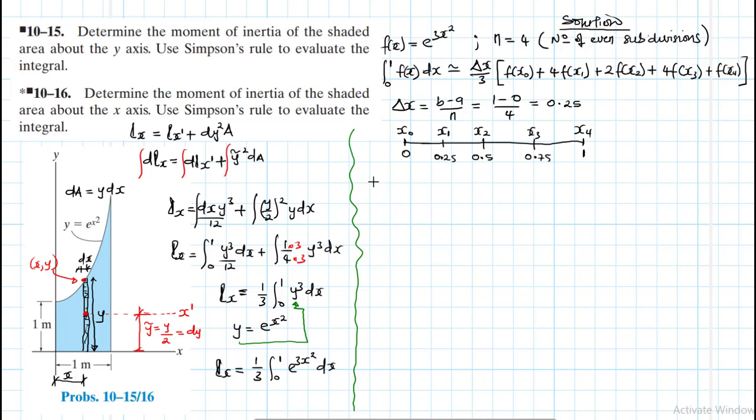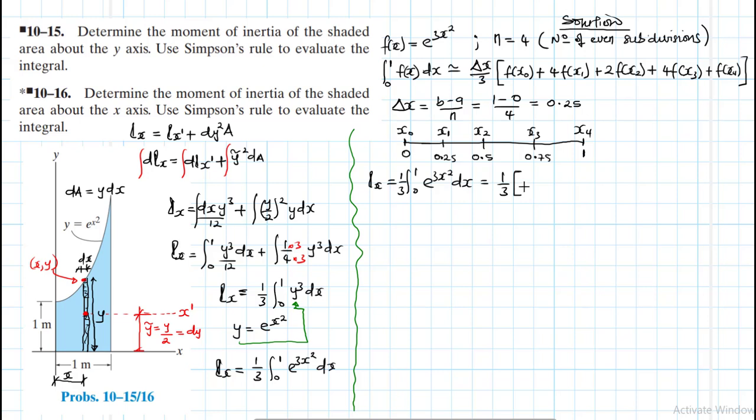Okay, so finally we have our Ix, which is equal to the integral from 0 to 1 of, what was our expression? This is 1 over 3 out there, e to the power of 3x squared dx. So we have a 1 over 3, you don't need to forget that.